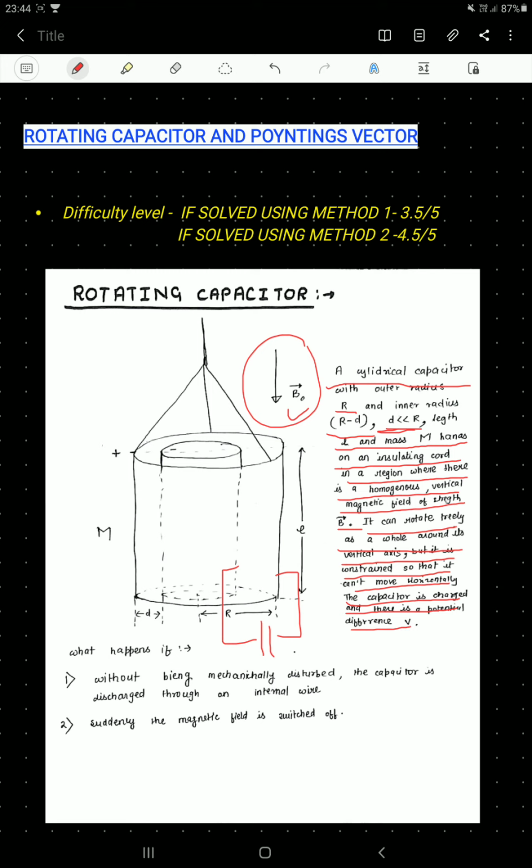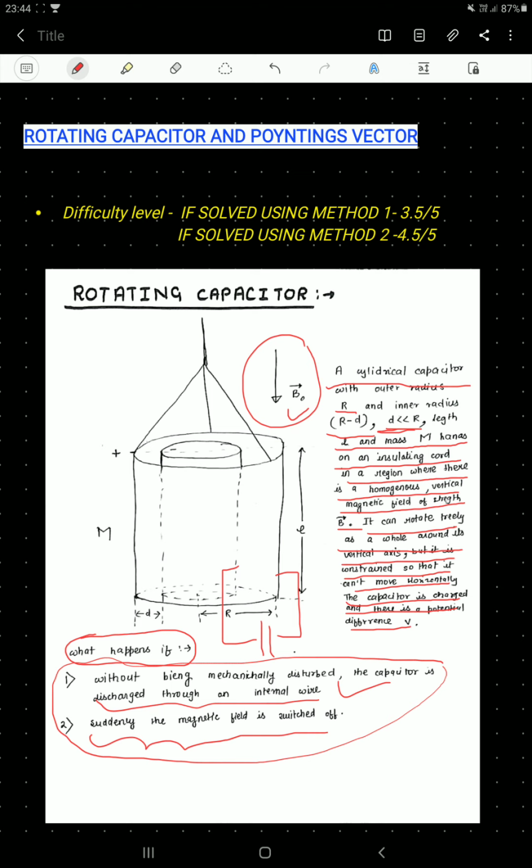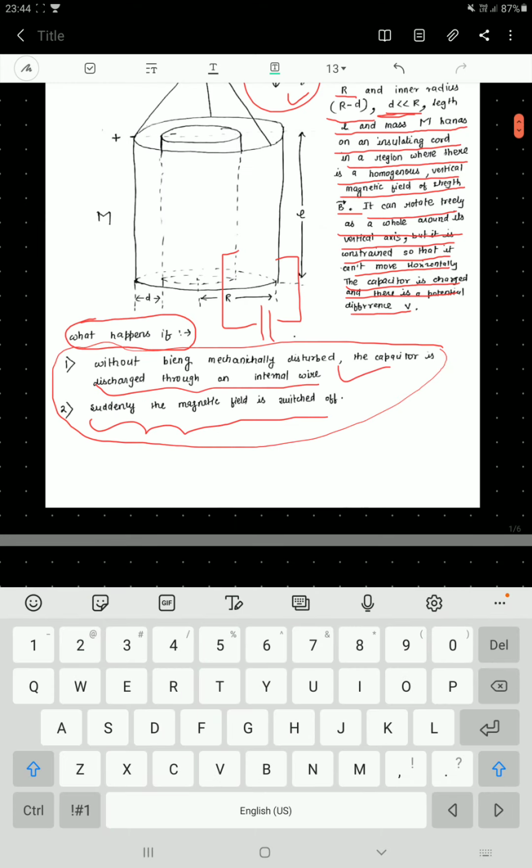So we have to investigate what will happen if, without being mechanically disturbed, the capacitor is discharged through an internal wire, and suddenly the magnetic field is switched off. In both the cases we have to discover what will happen in each case. So let us see what will happen.